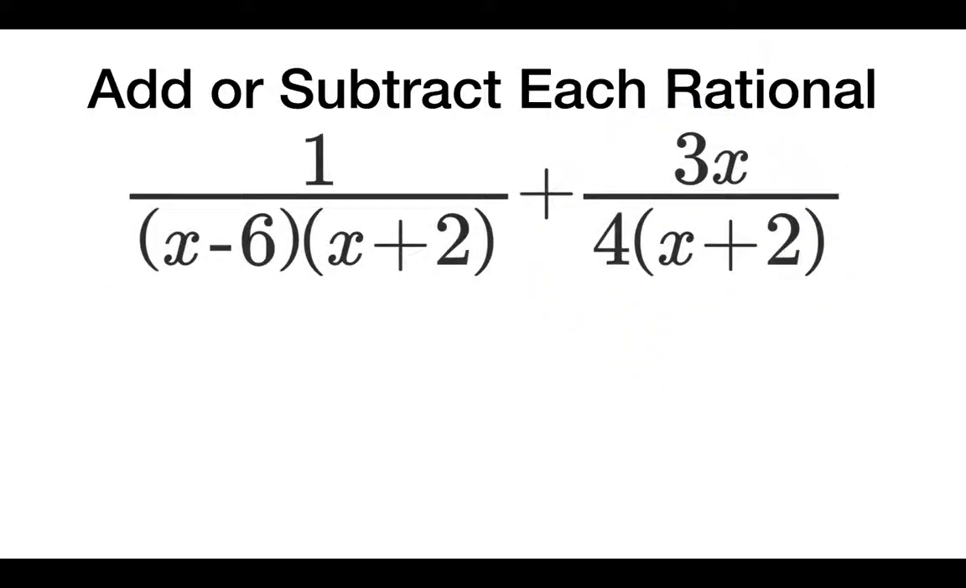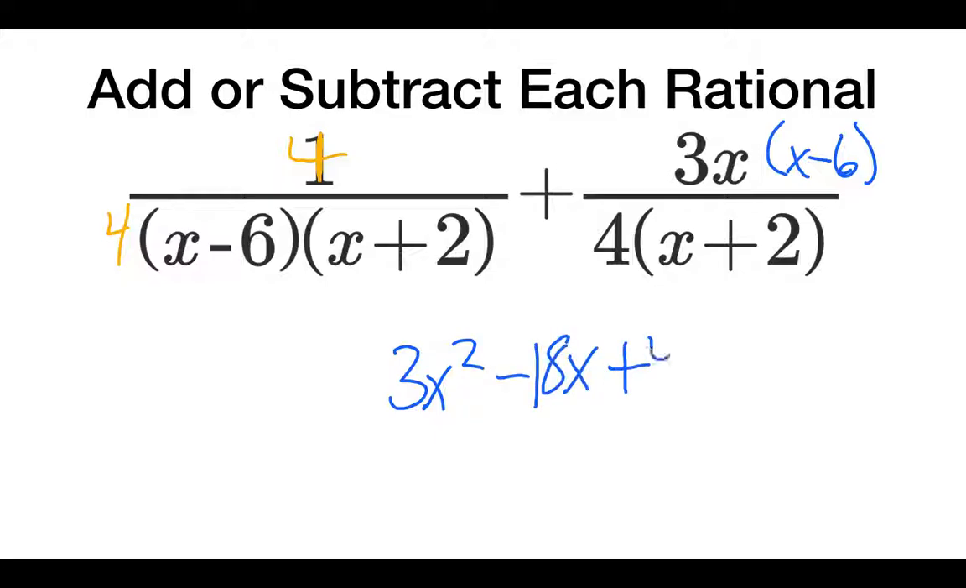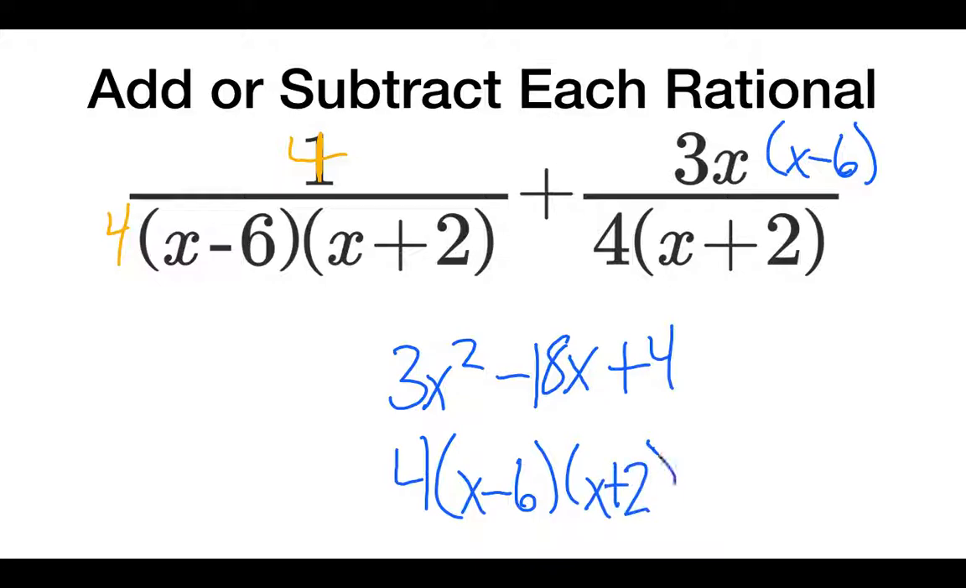Let's try another. All right, so let's see what we're missing on each side. On the left side, all we're missing, it looks like, that's on the right, is a 4, meaning this one becomes times 4. But on the right side, we're actually missing a whole x minus 6. So this becomes 3x times x minus 6. So 3x times x is 3x squared minus 18x plus 4, all over 4 times x minus 6 times x plus 2.